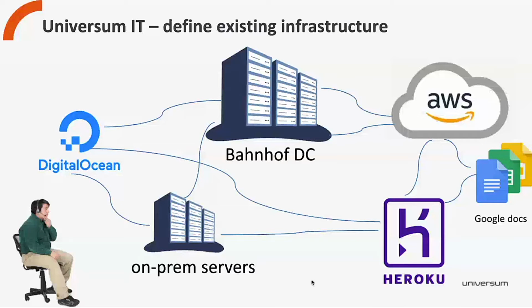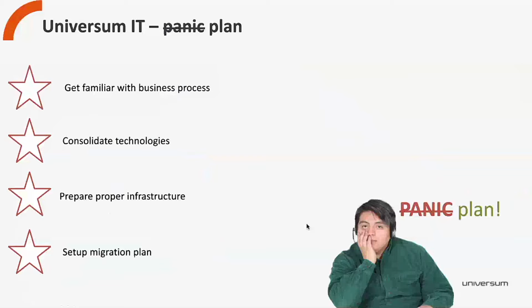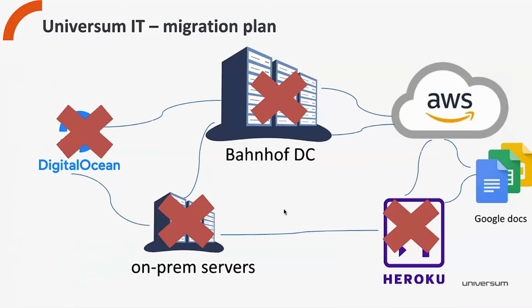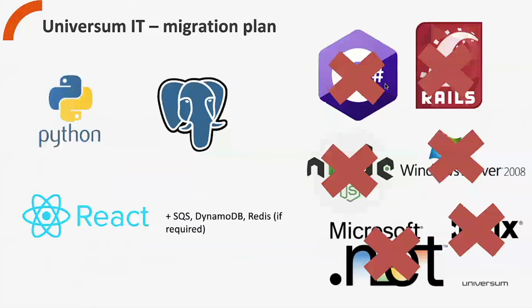We started to plan. We got familiar with business process, consolidated technologies, prepared proper infrastructure, and set up a migration plan. For obvious reasons, I will be focusing on the latter two points. So we basically removed Bahnhof, on-premise services, Heroku, DigitalOcean, and were left with AWS only. Technology-wise, we removed everything and rewrote all to Python, Postgres, and React. And also some AWS components if required, like SQS for queuing, DynamoDB, or Redis for cache.